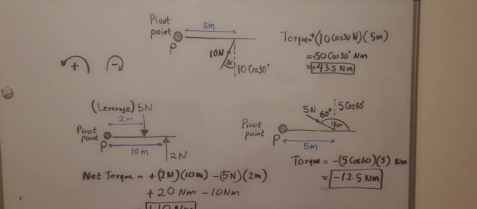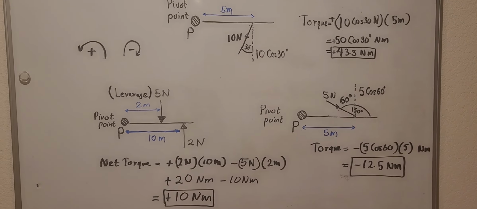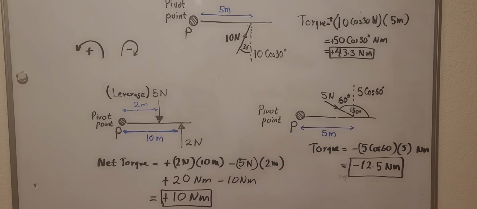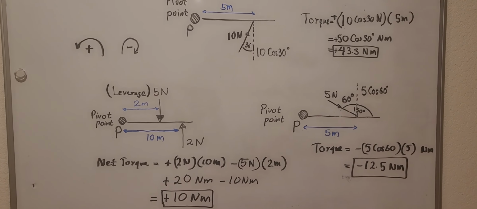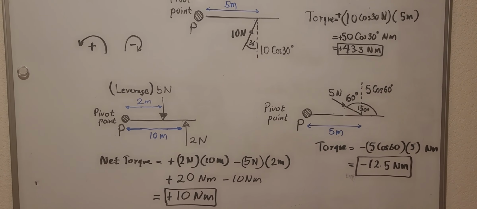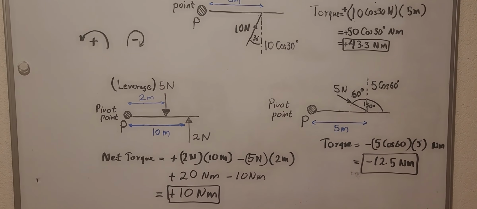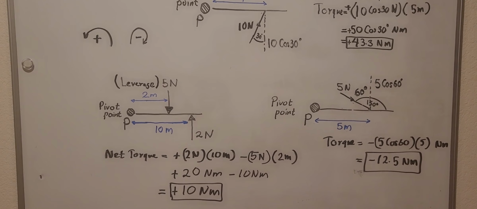So that's how you do these problems. If the torque is counterclockwise, that's positive. If the torque is clockwise, that's negative. So that's how you do torque related problems. That's how you find the torque.